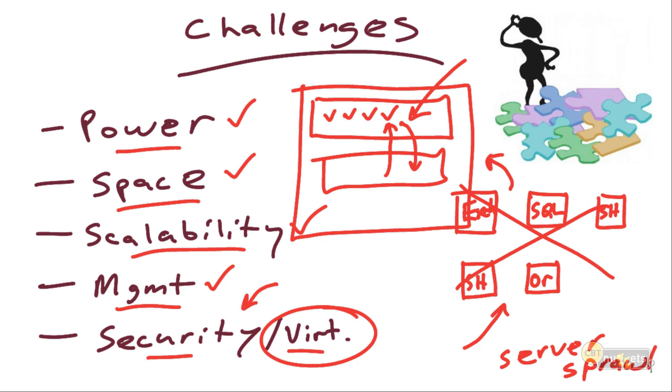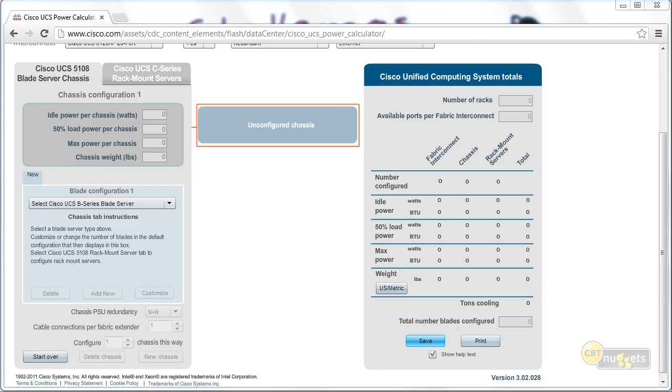And we are definitely getting rid of that in a modern data center infrastructure. Now, Cisco really wants you to move to this new architecture because they care about you. Yes, of course they do. And what they do is they give us great tools like this UCS power calculator to show us just how much money we could save if we move to this new and exciting architecture.